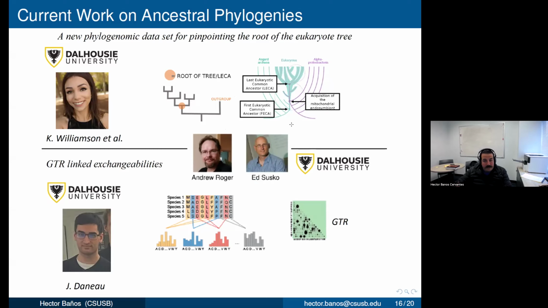Now, when modeling these types of problems, we're talking about evolutionary relationships that occurred billions of years ago. So one has to be careful in which techniques and models are being used. I'm also involved in a project called GTR linkage changeabilities, where, without going into much detail, we want to improve current methods to estimate phylogenetic relationships for these evolutionary relationships that occurred billions of years ago.